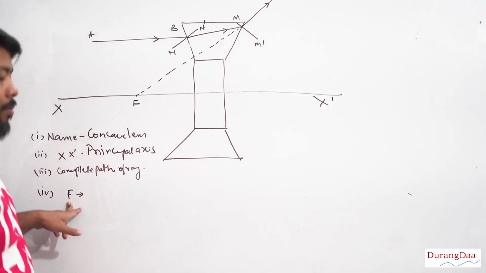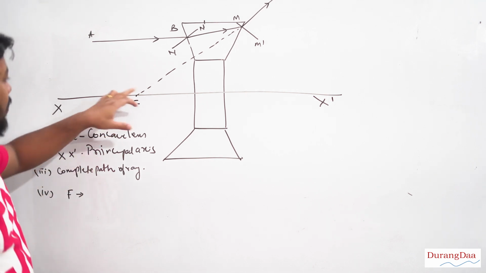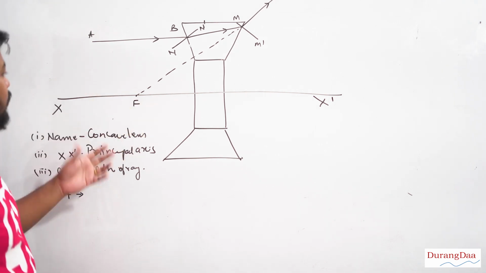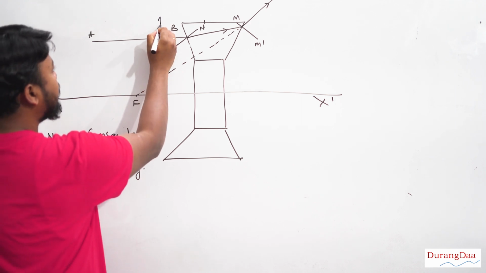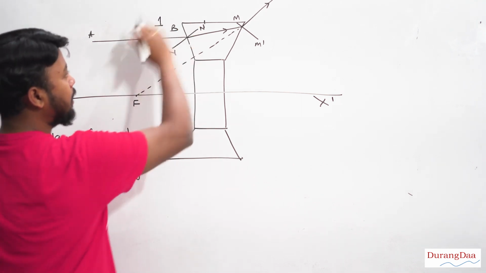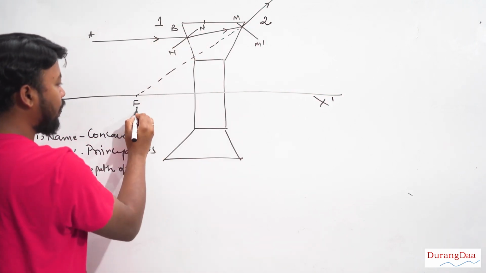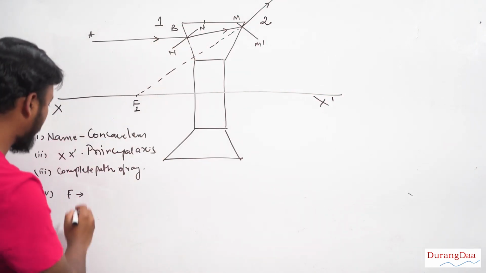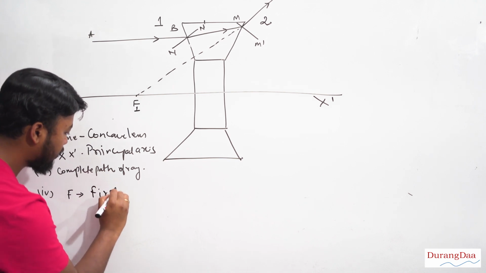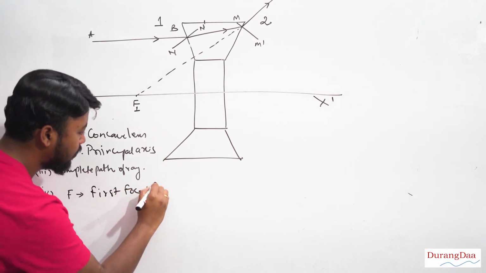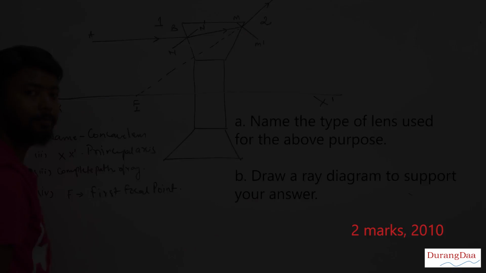Now fourth number, finally they have asked, label this point F. This point F is what? This is the first curved surface of the lens. This side is the second curved surface. So if this is first, this is your first focal point. So answer is first focal point.